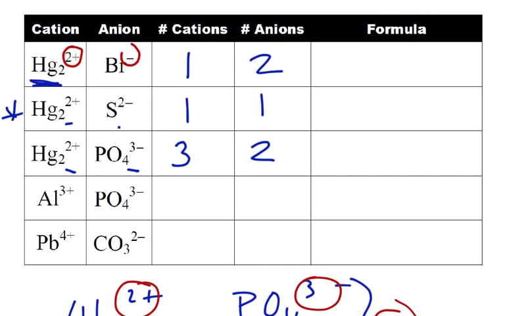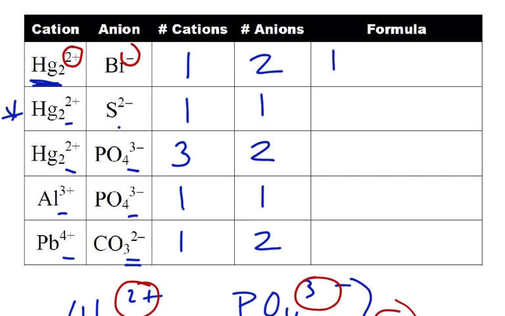Going back to here, we have aluminum 3+ and 3-, so the answer is not 3 and 3. A 3+ and a 3- will balance each other at 1 to 1. And 4 and 2, then those are going to balance out as I just need 2 of my carbonates to balance. So if I reduce my 4 and 2 to 2 and 1, then we get our crisscross answer, 1 and 2. Now let's just write in the formulas.